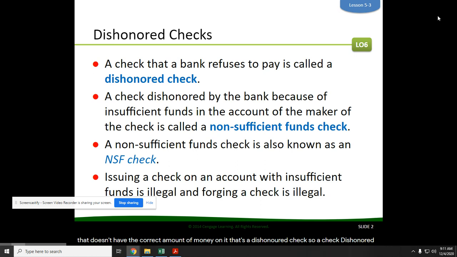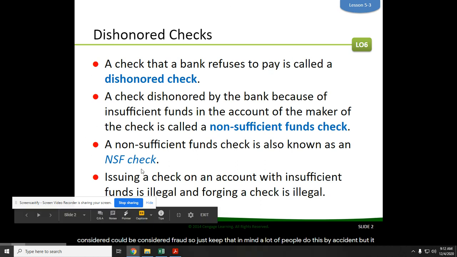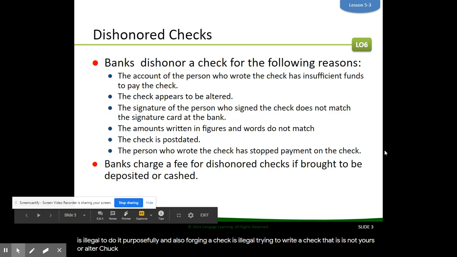And something to note is that writing a check from an account that doesn't have enough money in it is illegal and could be considered fraud. So just keep that in mind. A lot of people do this by accident, but it is illegal to do it purposefully. And also, forging a check is illegal. Trying to write a check that is not yours, or alter a check.